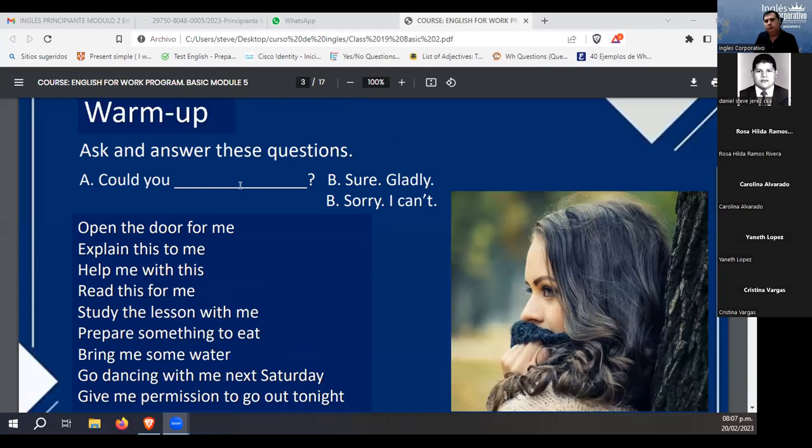Ah, va, pregúnteme usted mismo. Could you... nos preguntamos una, yo le pregunto la primera, usted me pregunta la segunda y así. Okay, está bien. Could you open the door for me? Sure, gladly. Okay. Could you explain this to me, please? Sure, gladly. Could you help me with this? Sure, gladly.